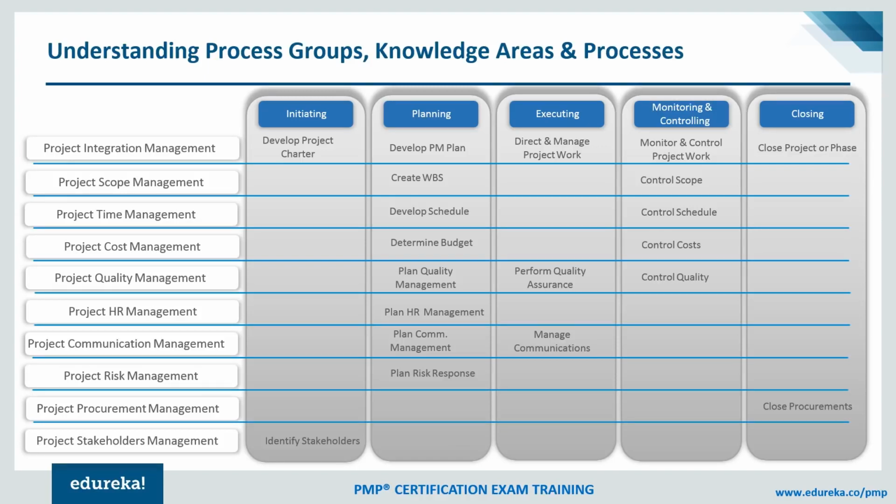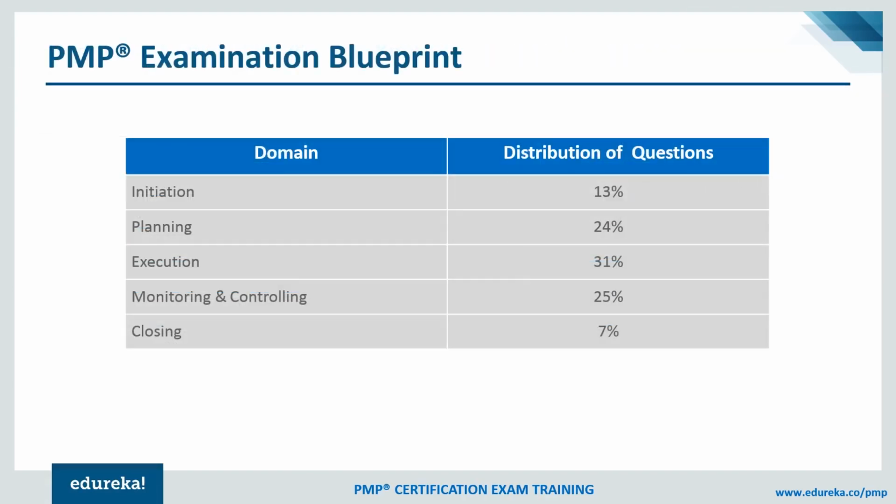This also will give you an insight into how this entire PMBOK guide is divided into 3 sections. All the 3 sections you can see here: the process groups, the knowledge areas, and the processes. And this also will form the basis of your PMP examination. So here is the examination blueprint. You will have 13% of the questions coming from initiating, 24% from planning, 31% from execution, 25% from monitoring and controlling, and 7% of the questions from closing.